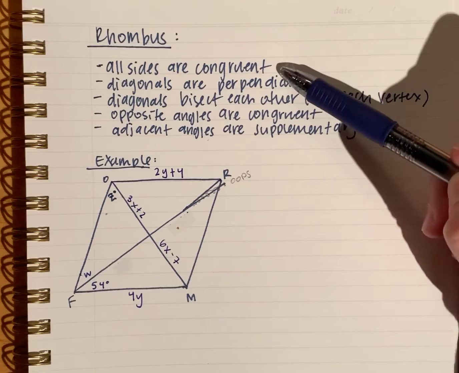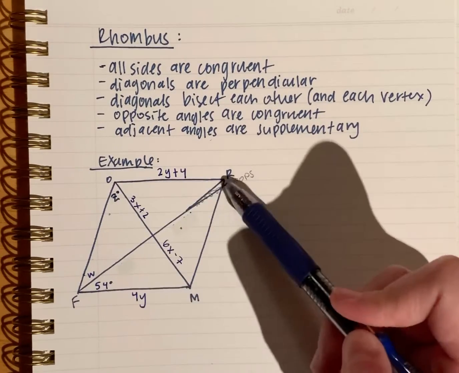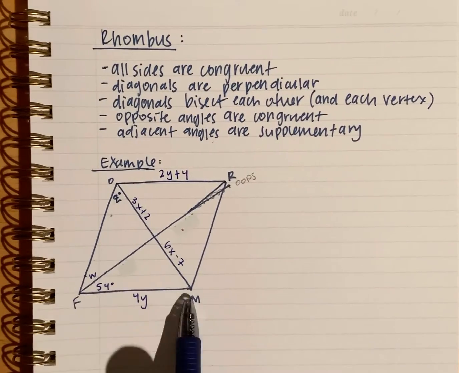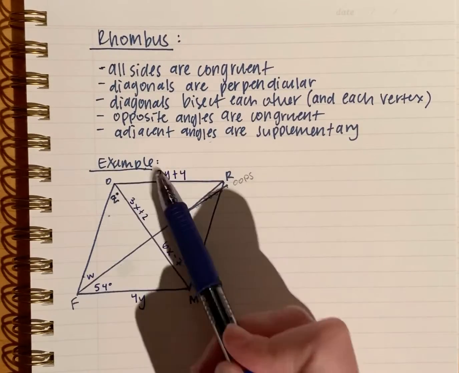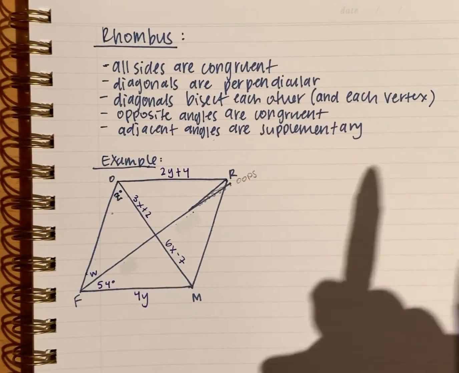So we start off knowing that all sides are congruent. So this piece is the same as this, which is the same as this, and the same as that. They are all the same size. That is what congruent means. It has the same measure.